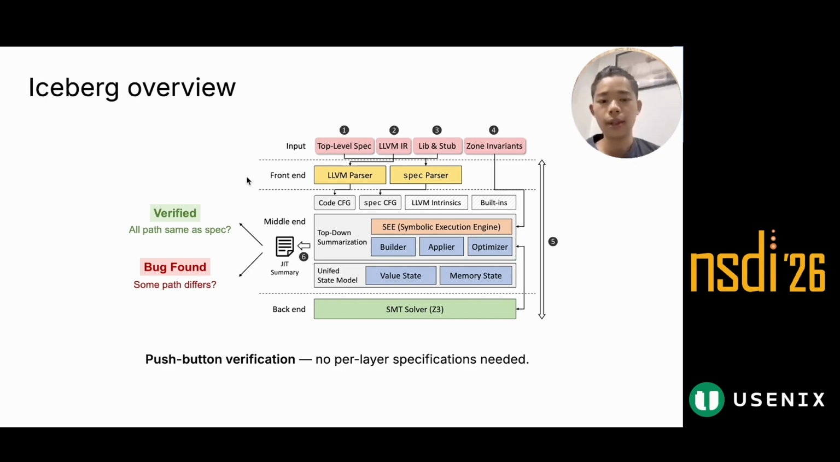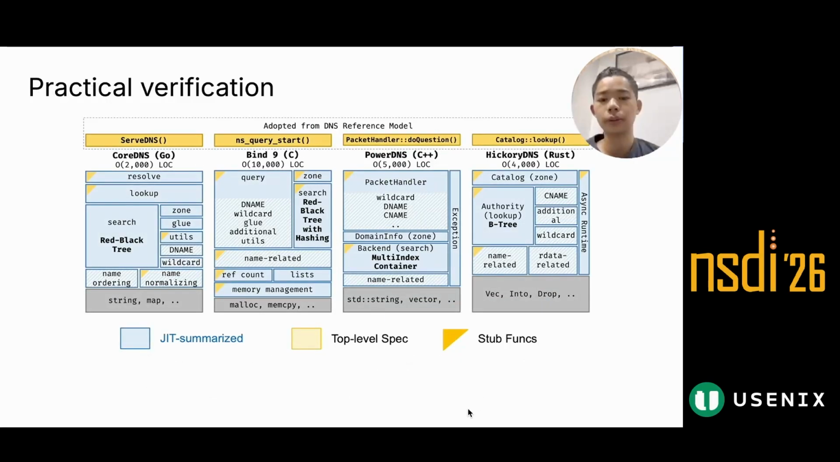The output is either a summary confirming that the engine conforms to the spec, or a counterexample path revealing a bug. We implement Iceberg in Rust in about 16,000 lines of code using the Z3 SMT solver for symbolic reasoning. We applied Iceberg to 4 major open-source DNS engines: CoreDNS in Go, BIND in C, PowerDNS in C++, and Hickory DNS in Rust.